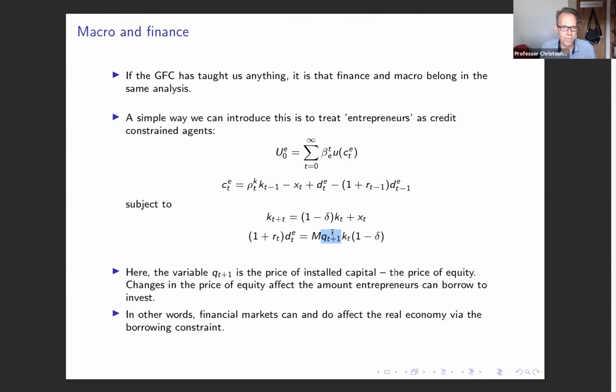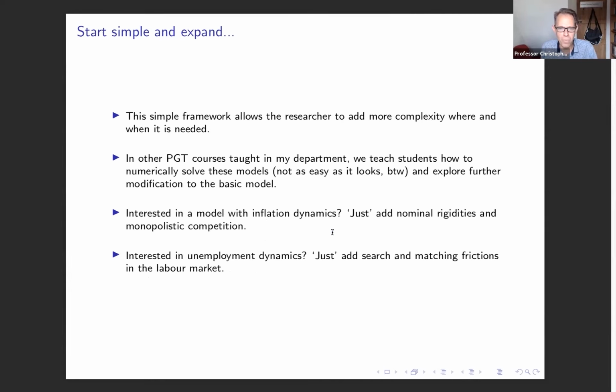Okay, this is start simple and then expand. This is a simple framework that allows the researcher to add more complexity where and when it's needed. There's another course in the department where we teach students how to numerically solve these models, which by the way is not as easy as it looks, and to explore further modifications to the basic model. Are you interested in a model of inflation dynamics? Well, just add nominal rigidities and monopolistic competition. Interested in unemployment? Just add search and matching frictions in the labor market.